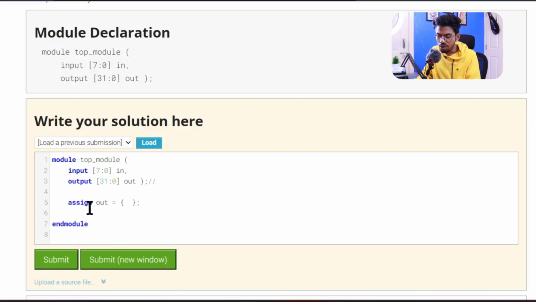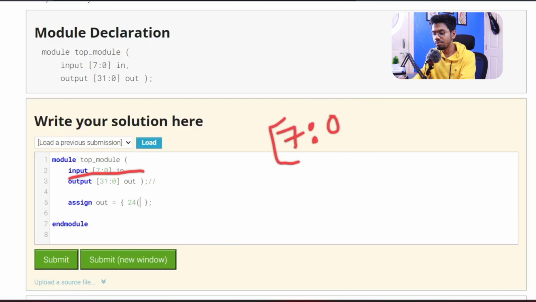So what we're going to do is 24 times replication, right? But 24 times replication of what? Of which bit? Yes, the sign bit, right? And the sign bit will be the leftmost bit. So for example, here your in is a 7 to 0, 8-bit number. So the leftmost bit would be the sign bit.